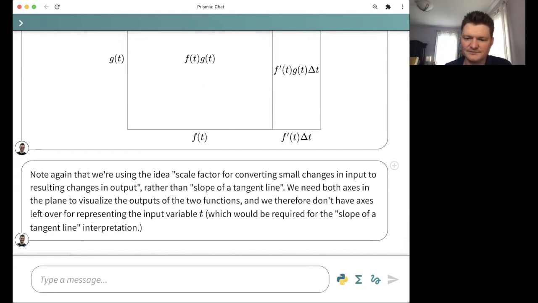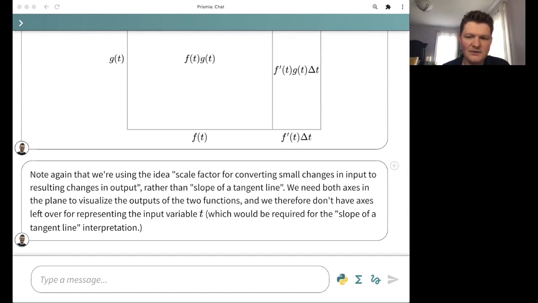and then just see what happens to the output and actually plot that. So a scale factor for converting between small changes in input to resulting changes in output, that idea is broader and it gives you more leverage to use visualizations in creative ways than if you're stuck on the slope of a tangent line concept, which again is also useful and important, but you don't want that to be the only way you think about derivatives.